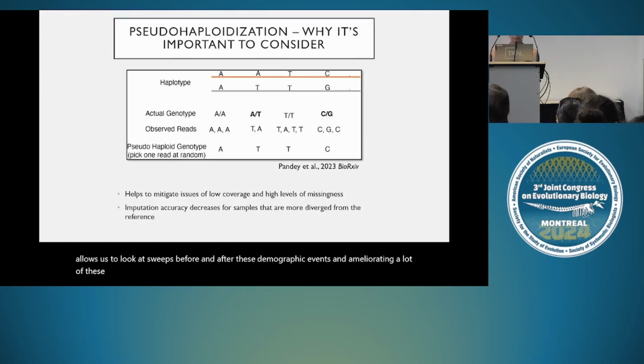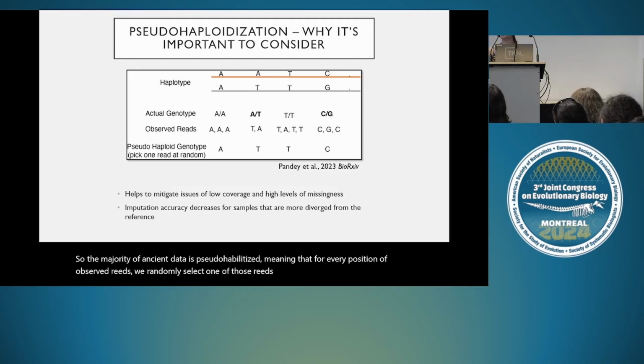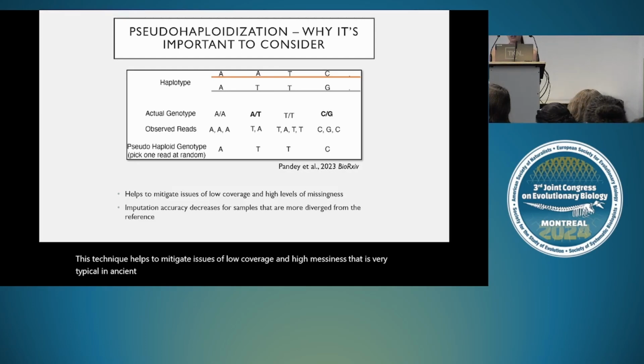The majority of ancient data is pseudohaplotized, meaning that for every position of observed reads, we randomly select one of those reads, and that determines the genotype at that position. This technique helps to mitigate issues of low coverage and high missingness that is very typical in ancient data. Another method for dealing with these issues is imputation. However, imputation accuracy decreases with lower and lower coverage and as your samples become more diverged from your reference panel. So we are interested in developing a method that can fully utilize pseudohaploid data.